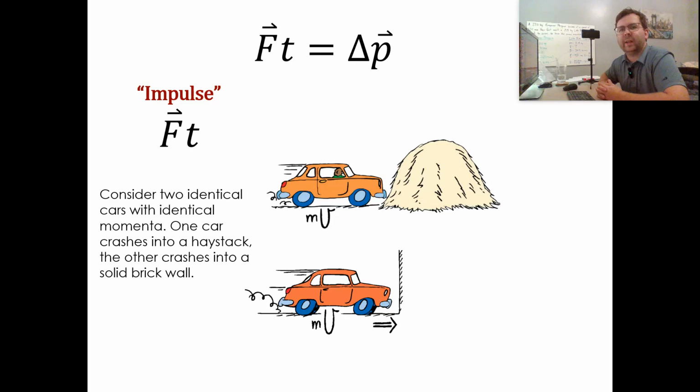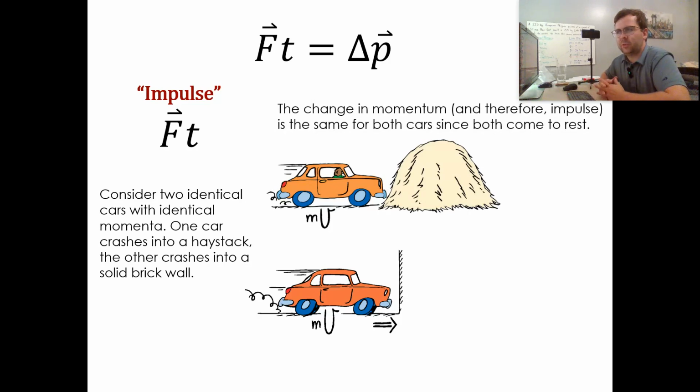Let's say you have two identical cars going at the same speed, and so they have identical momenta. One car crashes into a haystack, while the other car crashes into a solid brick wall. They both have the same starting momentum, and they both come to rest. And so, because of that, they both end up having the same change in momentum. They both go from a momentum of, let's say, 1,000 to 0. So they both come to rest. They both have the same change in momentum, and so, therefore, they both have the same impulse as well.